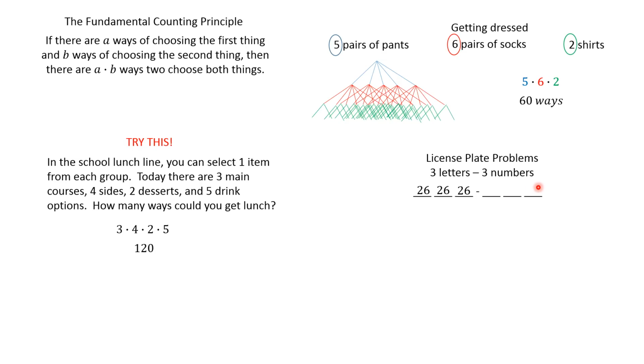But we also have to have our numbers. It's a single digit. How many ways can we pick a single digit? No, it's not 9. It's 10. Because we have 1, 2, 3, 4, 5, 6, 7, 8, 9, and 0. So there are 10 ways of picking the single digit for each of these spots. And then we just need to multiply all of these together. 26 times 26 times 26 times 10 times 10 times 10. I would recommend using a calculator for this problem.